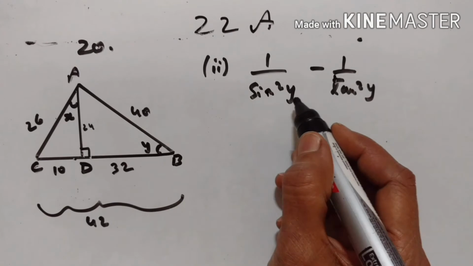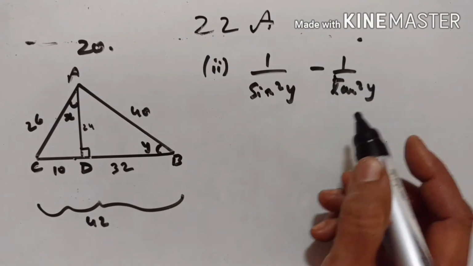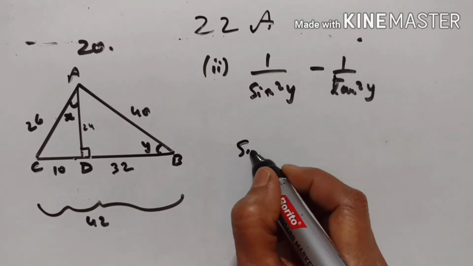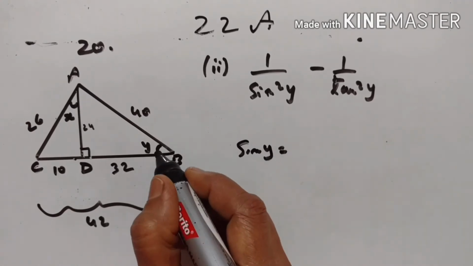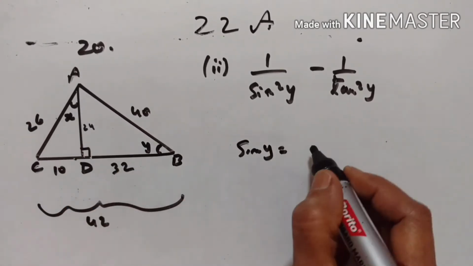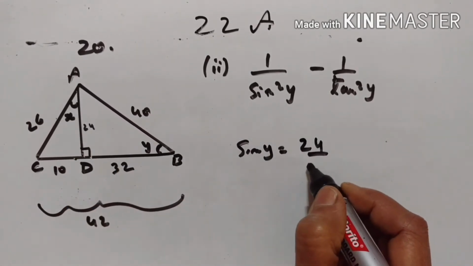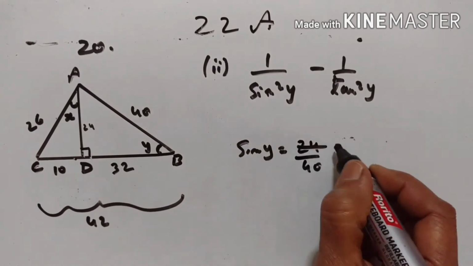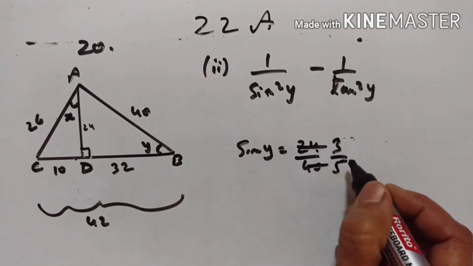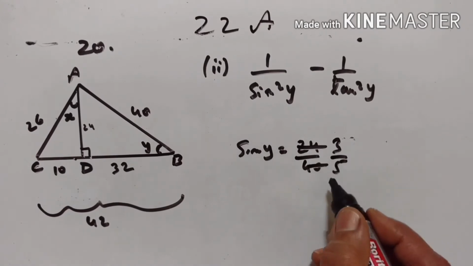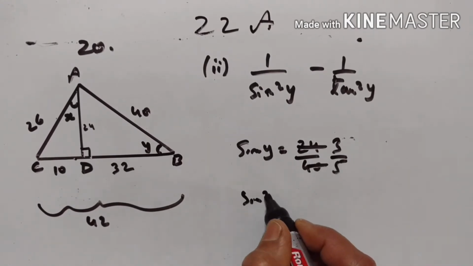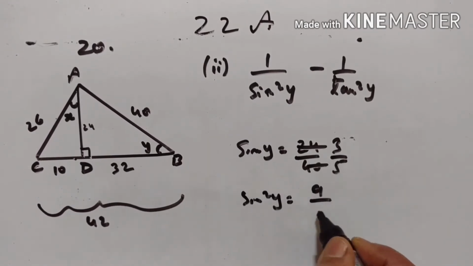Next, 1 upon sin squared y minus 1 upon tan squared y. Let us find what is sin y. Sin y is equal to opposite upon hypotenuse, 24 upon 40. 8 3s are 24, 8 5s are 40. So sin y is equal to 3 upon 5. Sin squared y is equal to 9 upon 25.